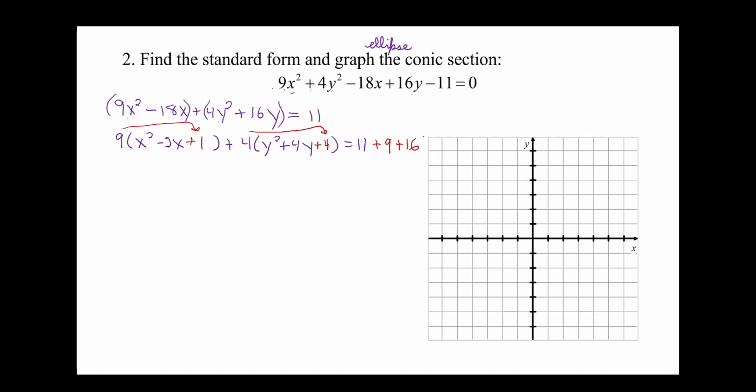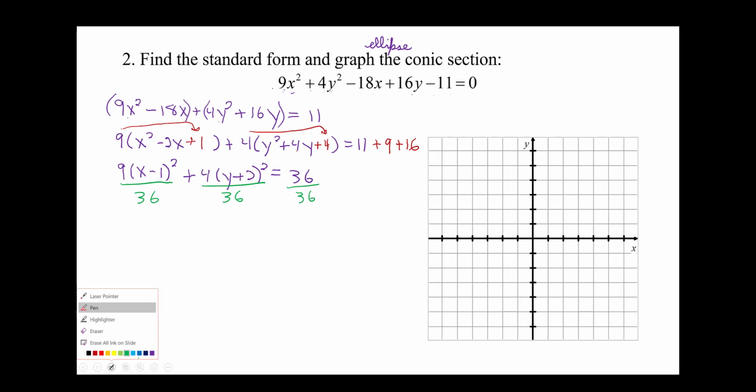We can finish off our equation here. The next step would be to write this as 9 times x minus 1 squared plus 4 times y plus 2 squared equals 36, I believe. Okay, and so let's make this look like an ellipse. We want a 1 on the right side of the equation, which means I want to divide both sides of my equation by 36. And on the left side, that would be equivalent to dividing 9 times x minus 1 squared by 36 and dividing 4 times y plus 2 squared by 36.